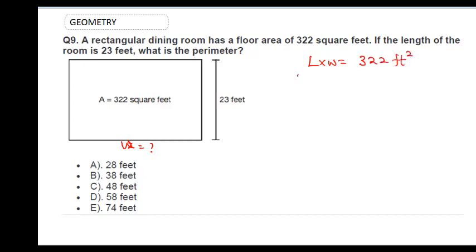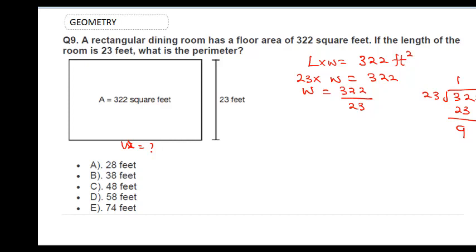So that means the length, 23, times the width is going to be 322. So the width is going to be 322 divided by 23. If we perform our long division, 23 into 32 is going to give us 1. 23 times 1 is going to be 23. So we'll have 9 down and 2 left. So we'll bring down our 2.